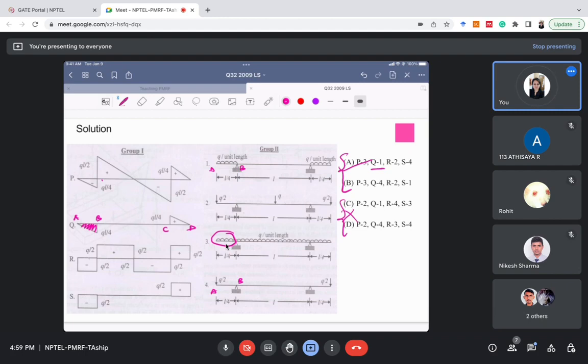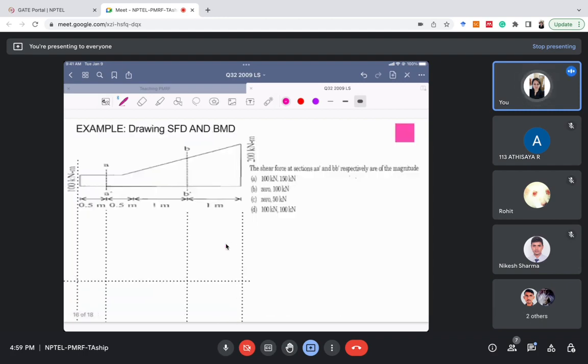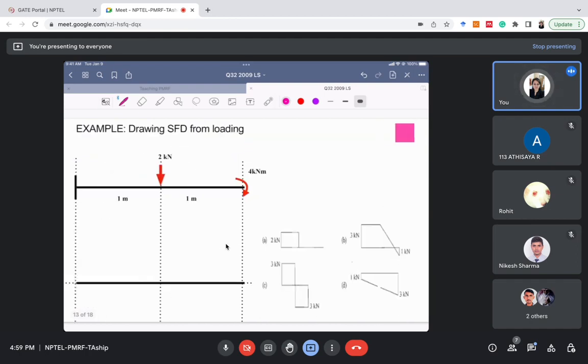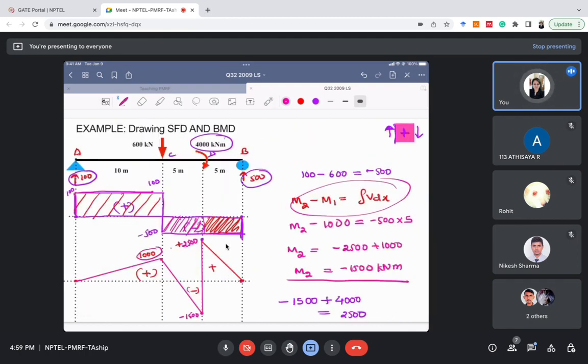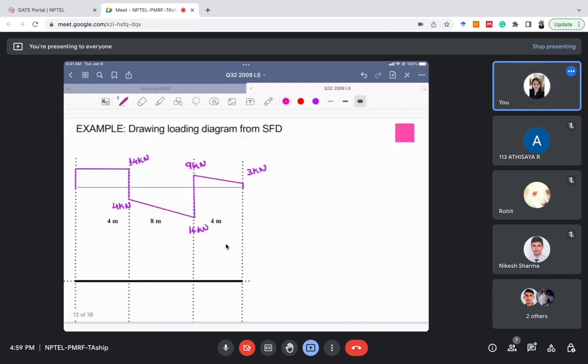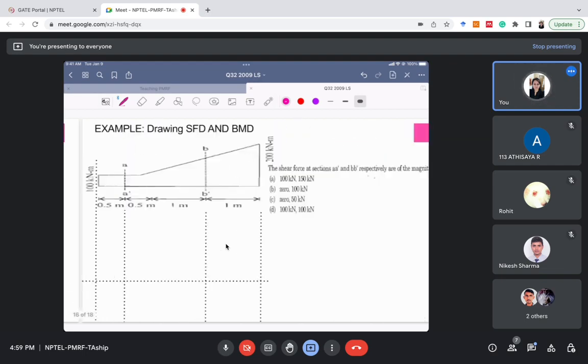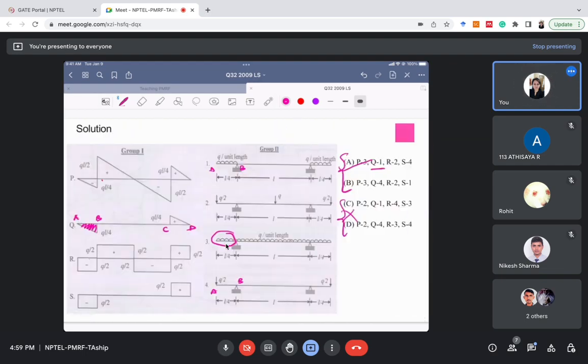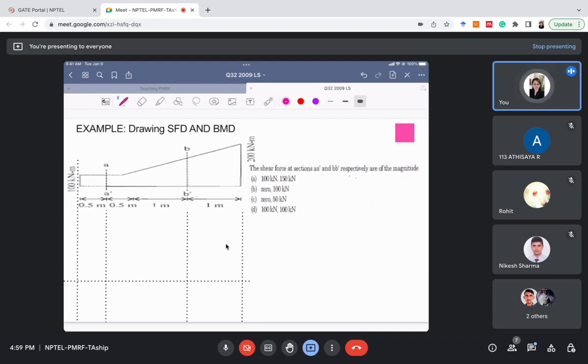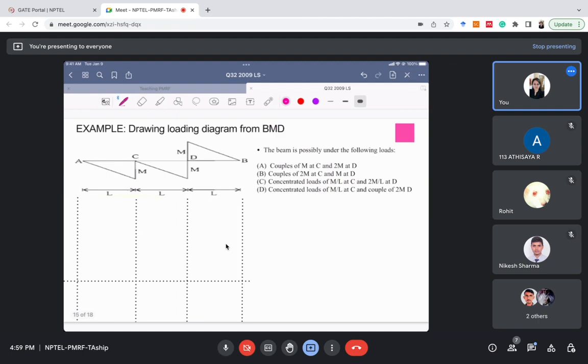Is it clear? So in the next class, I'll discuss a few more problems, because till now I've only discussed how to draw SFD and BMD from the loading diagram. In the next class, I'll show how to draw the loading diagram from the SFD diagram in a similar manner that I have discussed in this GATE problem. So I'll discuss a few more problems, how to draw the loading diagram from SFD and BMD diagram.